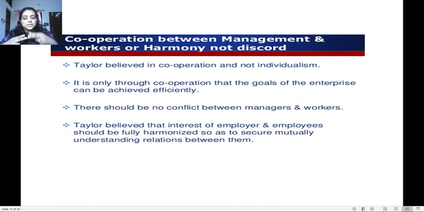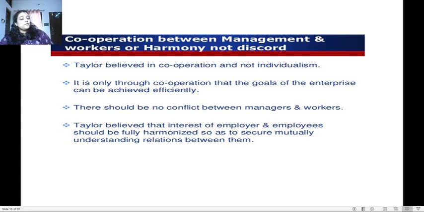Managers are giving orders, employees are following the orders or executing the orders. These two need to maintain harmony and cooperation between themselves. Then only the organization can perform their own individual activity and they can achieve the organization goals, right? So we can say it is only through cooperation that the goals of the enterprises can be achieved effectively.